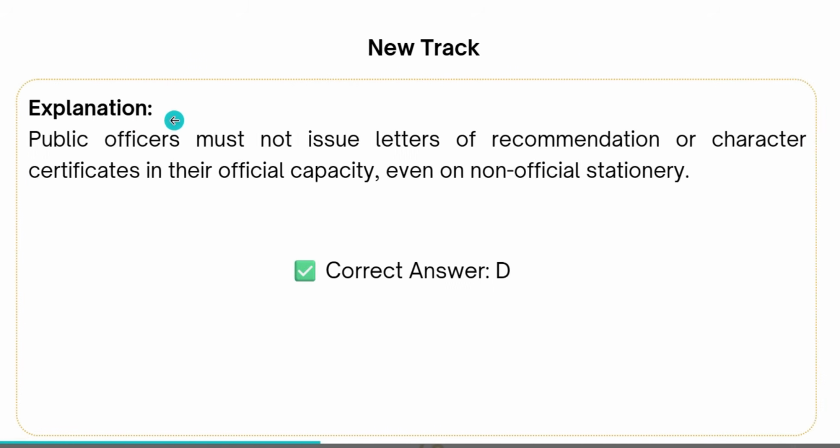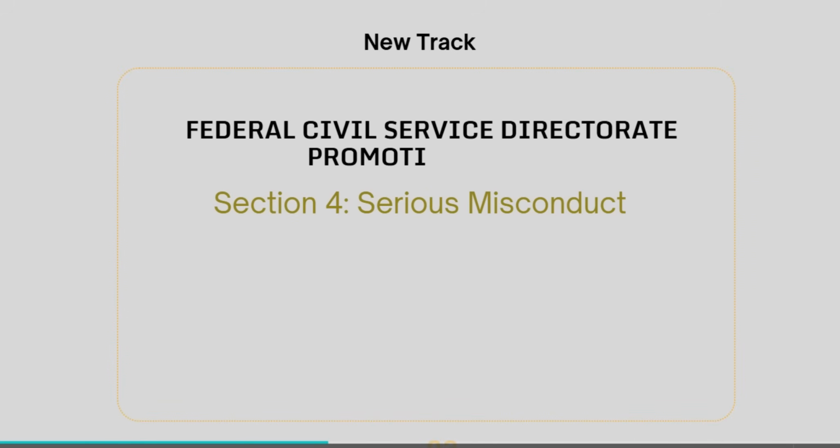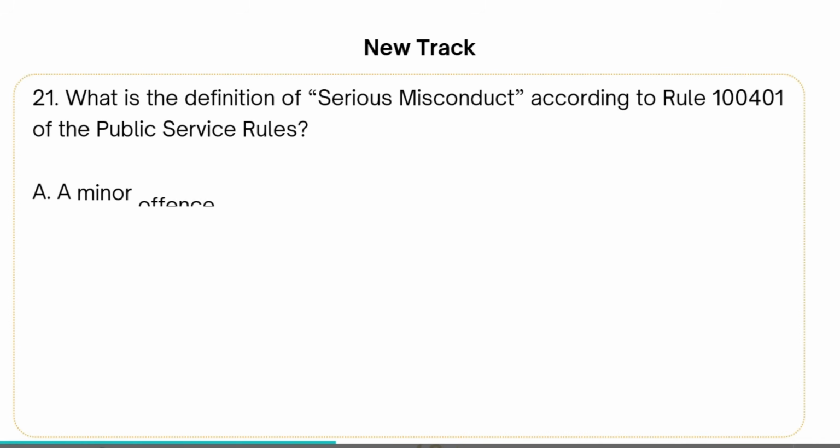The reason is that the PSR says public officers must not issue letters of recommendation or character certificates in their official capacity, even on non-official stationery. So the right option is option D. The next few questions will be taken from section 4, which is serious misconduct.